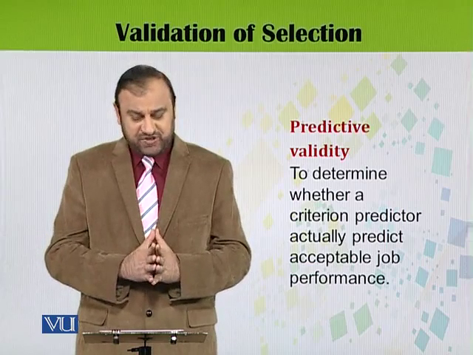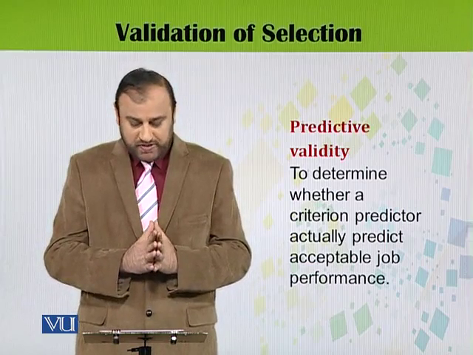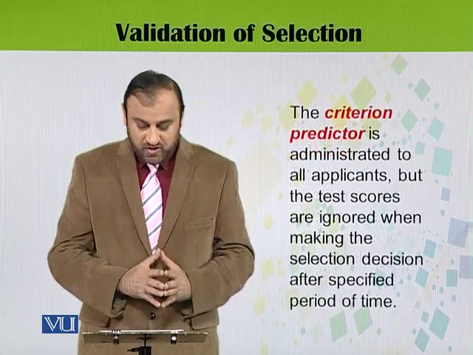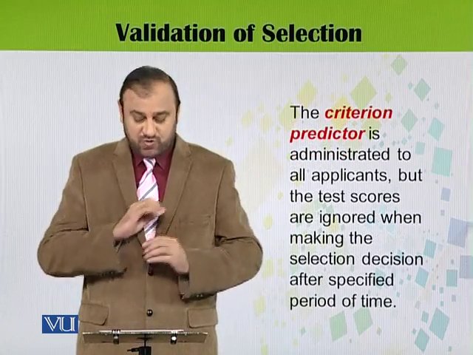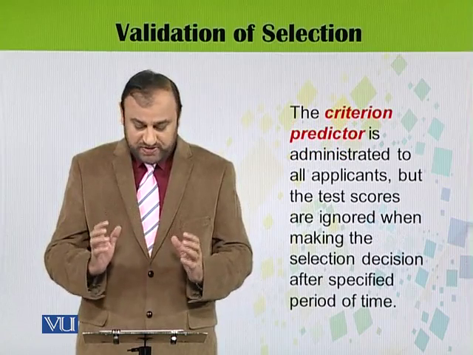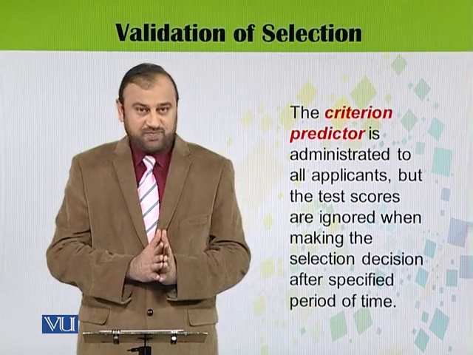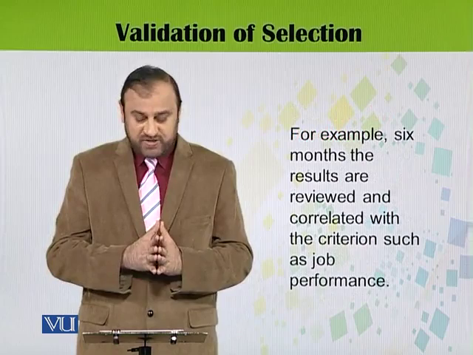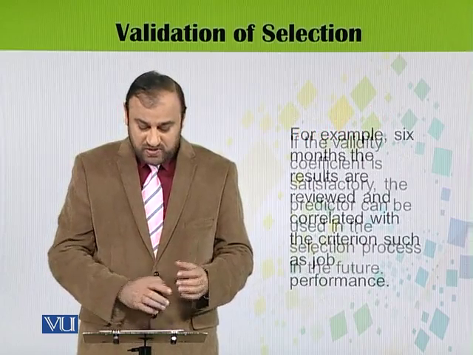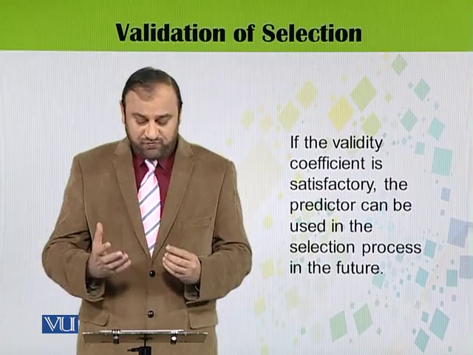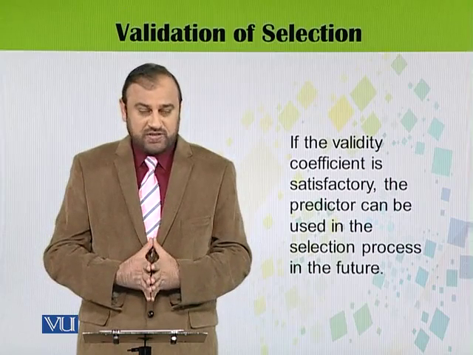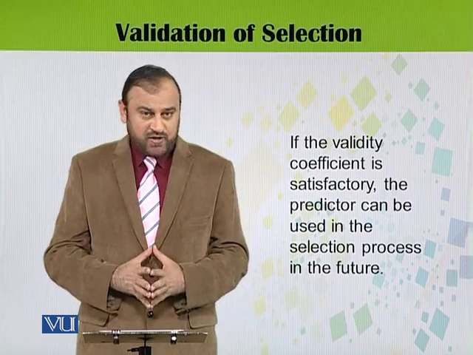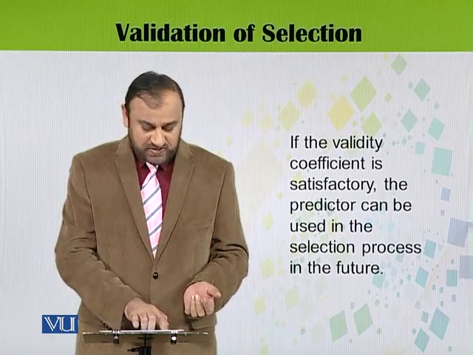Then there is the concept of predictive validity, to determine whether a criterion predictor actually predicts acceptable job performance. The criterion predictor is administered to all applicants, but the test scores are ignored when making the selection decision. After a specified period of time, for example 6 months, the results are reviewed and correlated with a criterion such as job performance. If the validity coefficient is satisfactory, the predictor can be used in the selection process in the future. And if it is not satisfactory, then you cannot use such predictors in the selection process in the future.